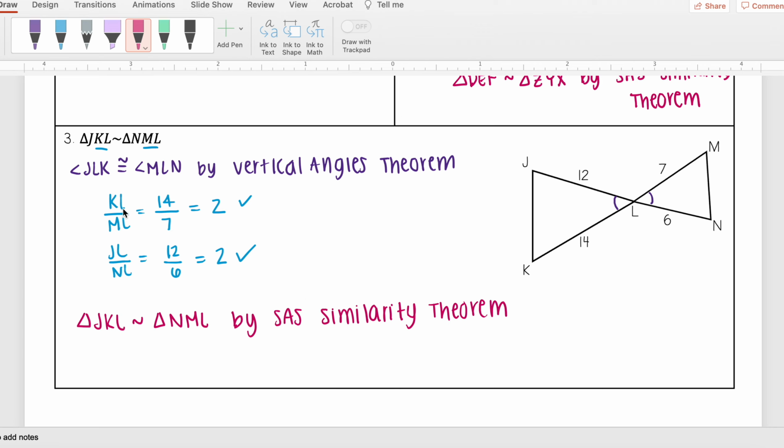So when you're finding those proportions, you should have found that both of these ended up equaling 2, and so you can say that these two triangles are similar by side angle side similarity theorem.